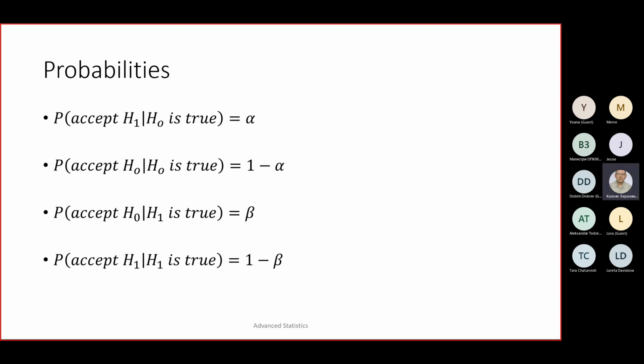This probability can be calculated, but usually it is not calculated. It's possible, but it is not. So we can see and can work only with alpha, only with the probability for type 1 error.